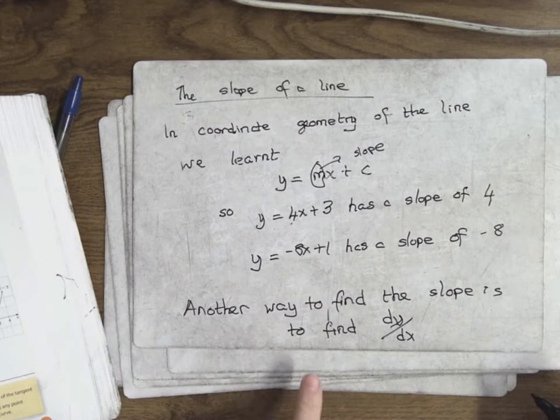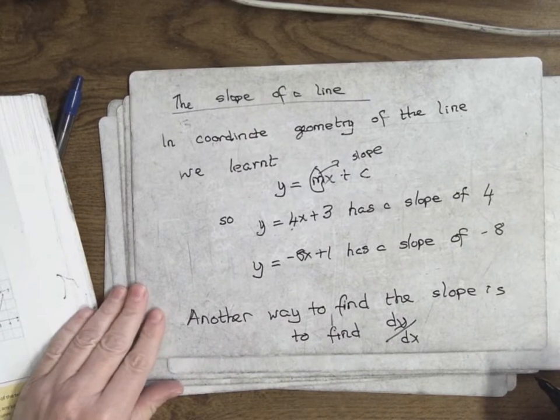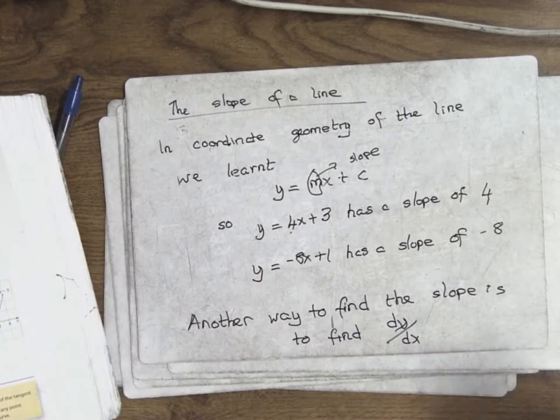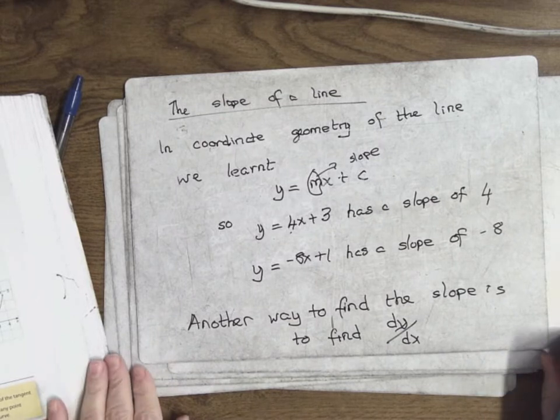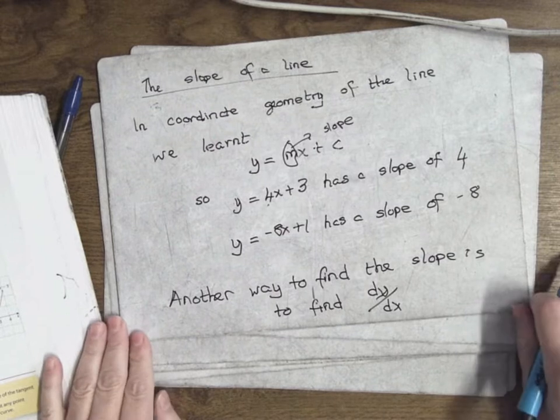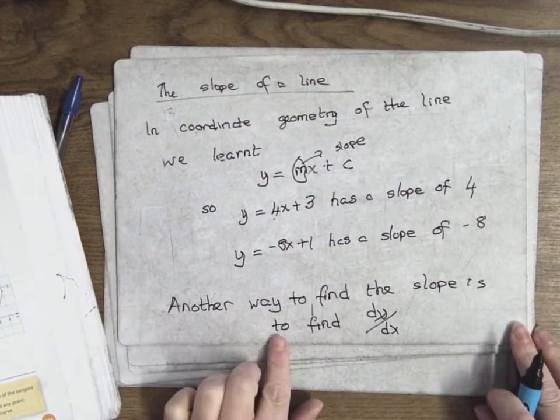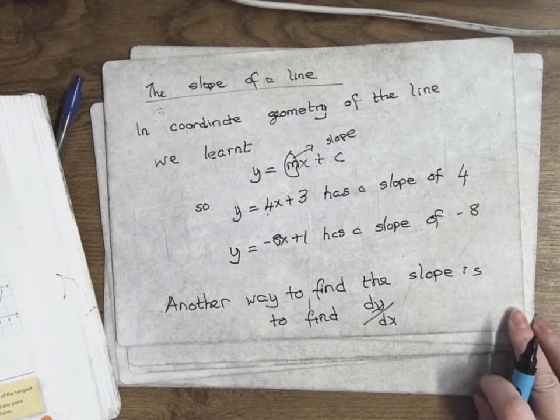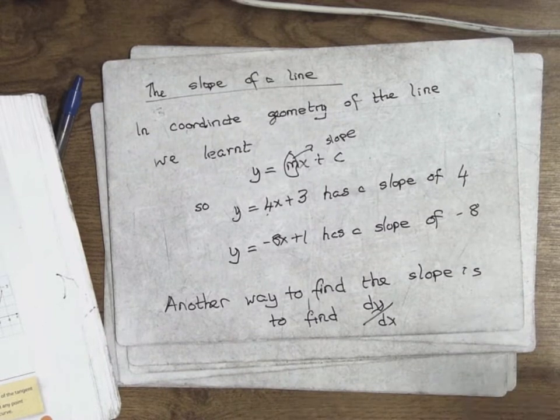Another way to find the slope, girls, is to find dy/dx. If you're finding dy/dx, you're actually finding the slope of the line. That's the reason we're doing dy/dx: to find the slope of the line. So it's another way to find the slope of a line, or a curve, as I'll tell you in a while. Instead of saying find the slope of a line, I said find dy/dx. They're the exact same thing.